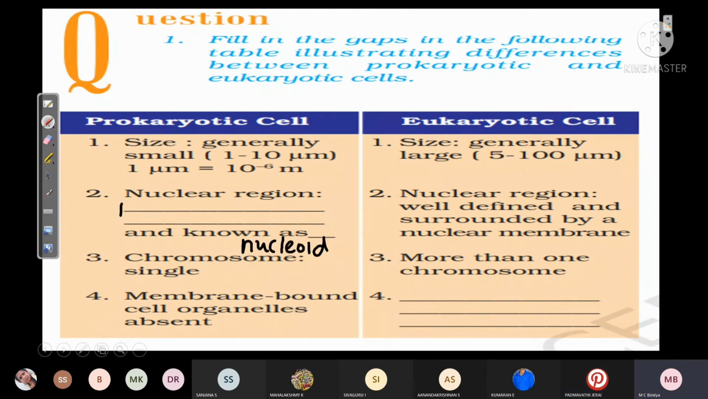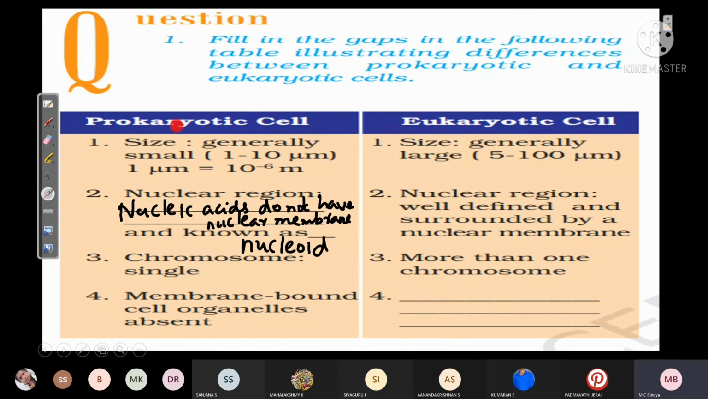And we can write about the nucleic acids also. Nucleic acids do not have a nuclear membrane. Nucleic acids means DNA, RNA, they're all called nucleic acids. It also means genetic material. So the genetic material is not surrounded by any nuclear membrane. So that region is called nucleoid. Now in the case of eukaryotes, the nuclear region is well defined and it is surrounded by a nuclear membrane.